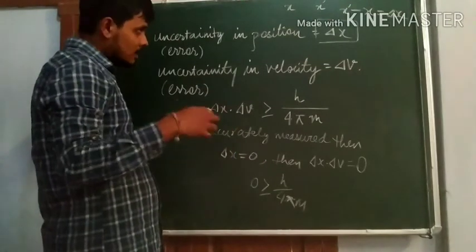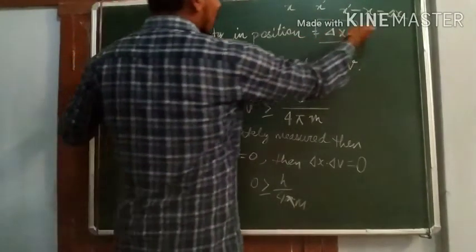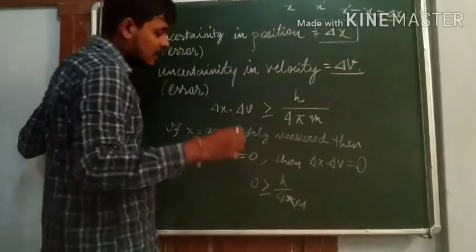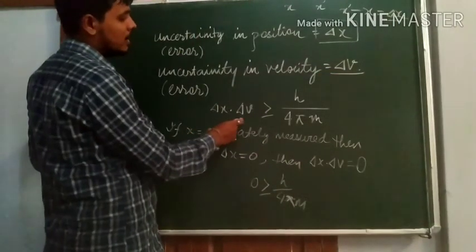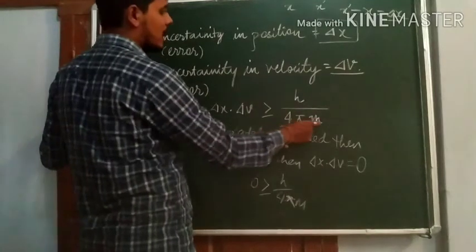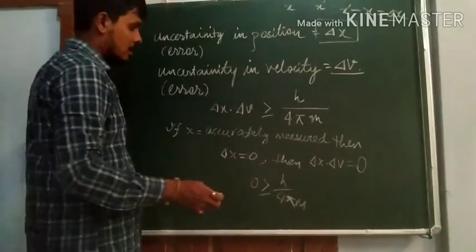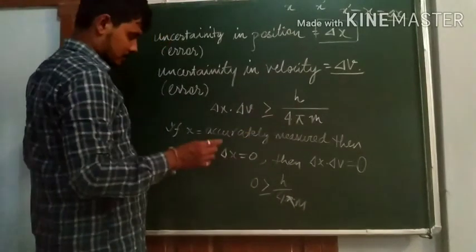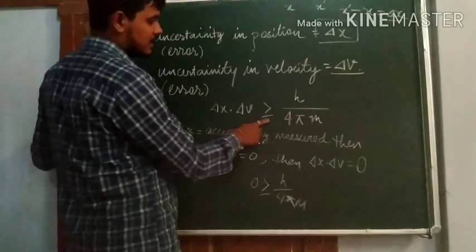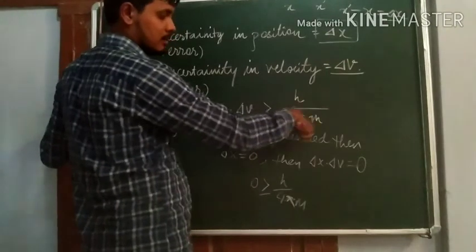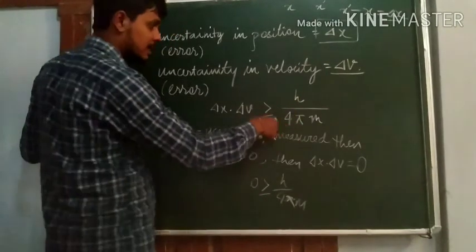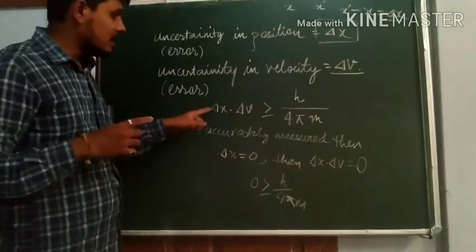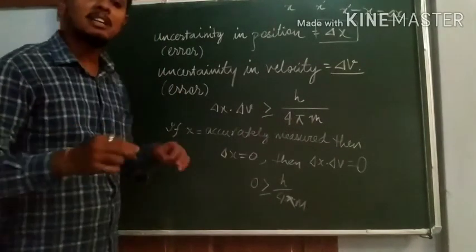Now if I get position error delta x and velocity error delta v, then the relation is delta x into delta v greater than or equal to h by 4 pi m, where m is the mass of the electron. So delta x into delta v is greater than some positive number, since h by 4 pi m is positive.